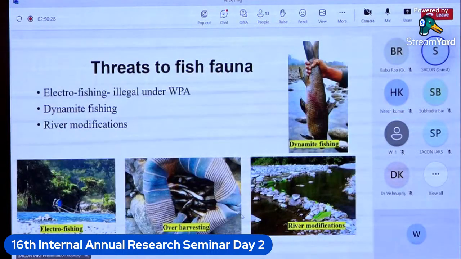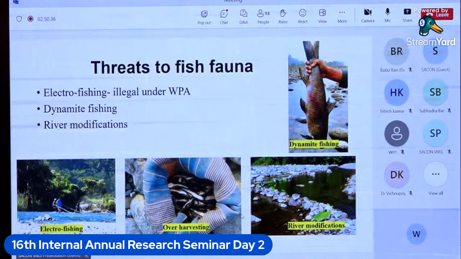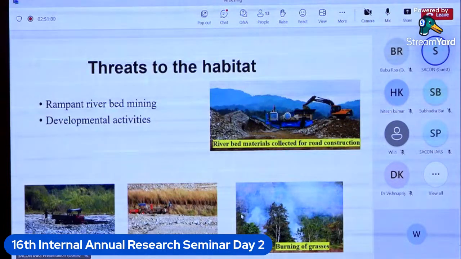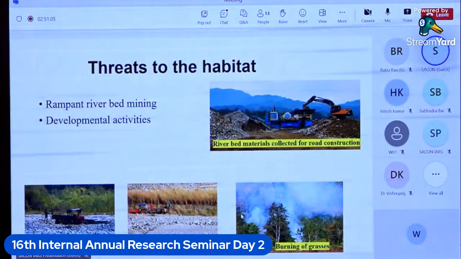And as far as the rest is concerned, fishing is very much impacting the study area. People use automation, which is illegal under the Wildlife Protection Act, and they use dynamite fishing also, which also poses a threat to the habitat of fishes, and also we can say we have money for construction as well as for other purposes.